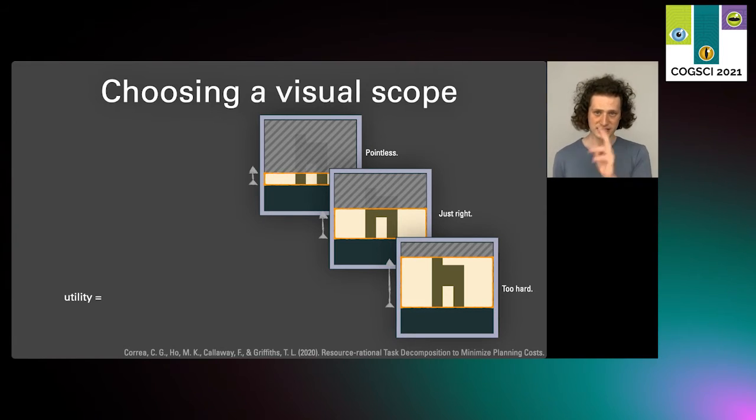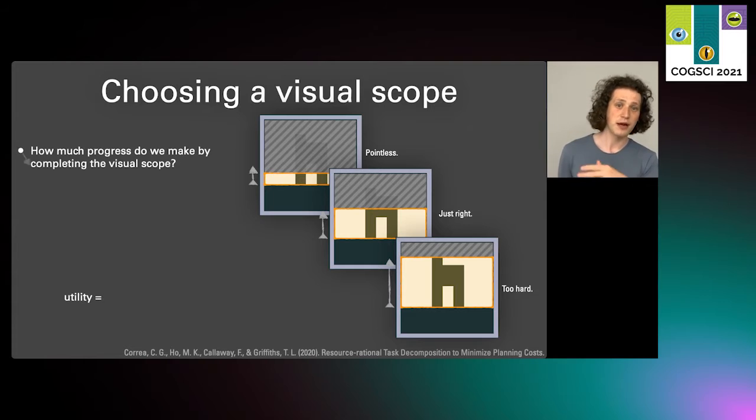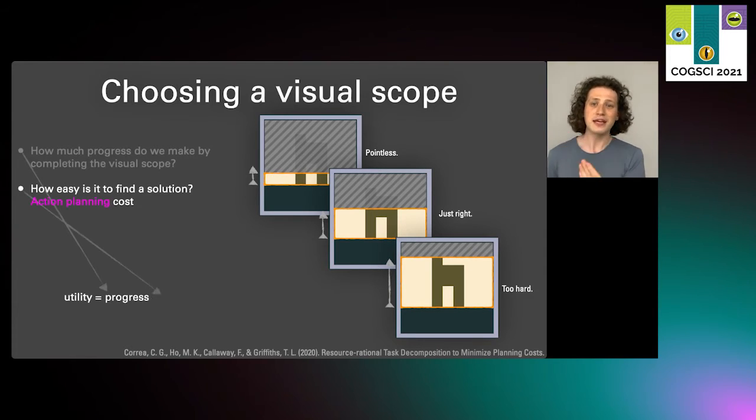Under the model, this is how the next subgoal is chosen. We balance the progress, what percentage of the target can I solve with this subgoal, with the planning cost of finding a solution to the subgoal. And the action planning cost is how many states in the graph do we need to search across to find a solution. How do we trade off between progress and cost?